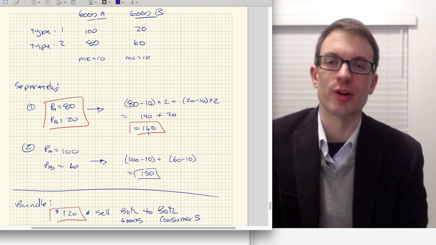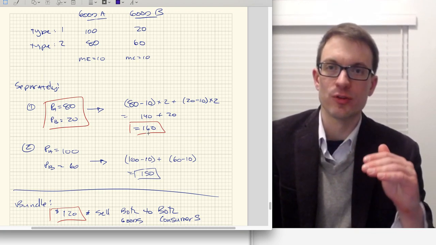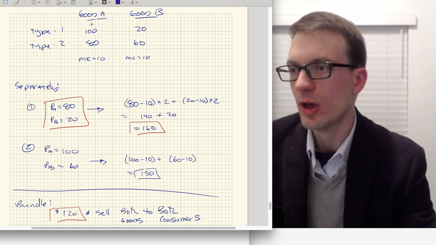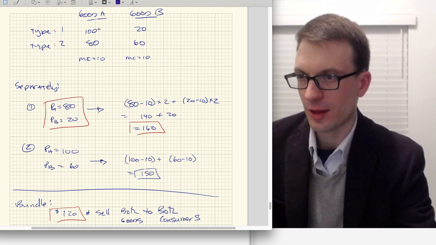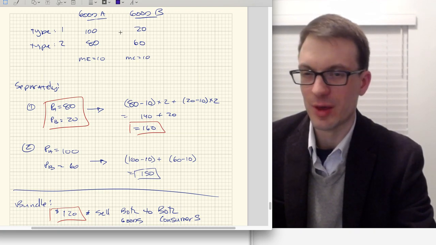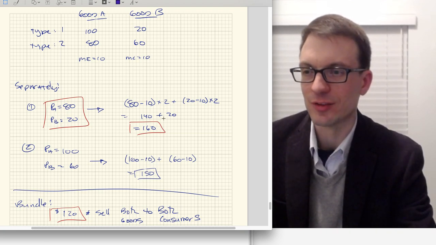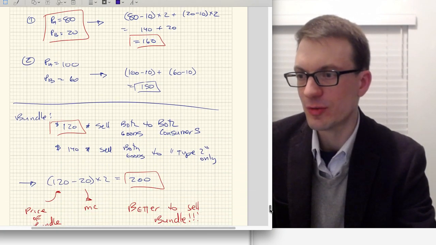The other thing that you'd want to check is what if we want to sell one good to both and then one good to just one. So for instance, maybe we want to set the price of good A at 100 and we want to set the price of good B at 20. And then would that be good? No, we get 90 plus 20, which is going to be less than this 160. Okay, so you'd want to verify that as well, I guess, at least in principle.